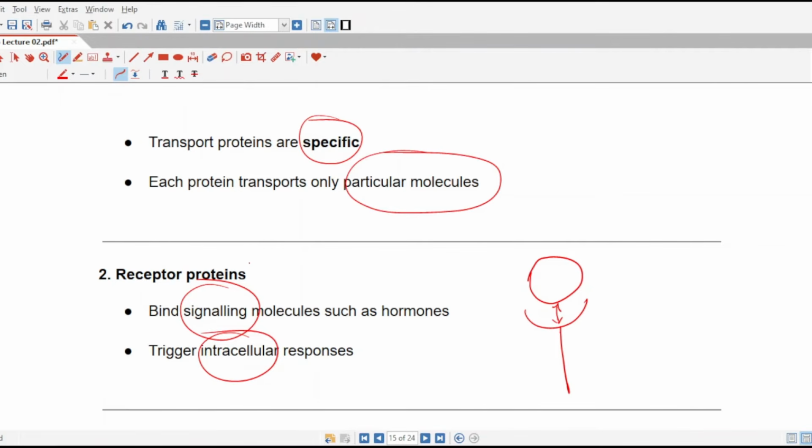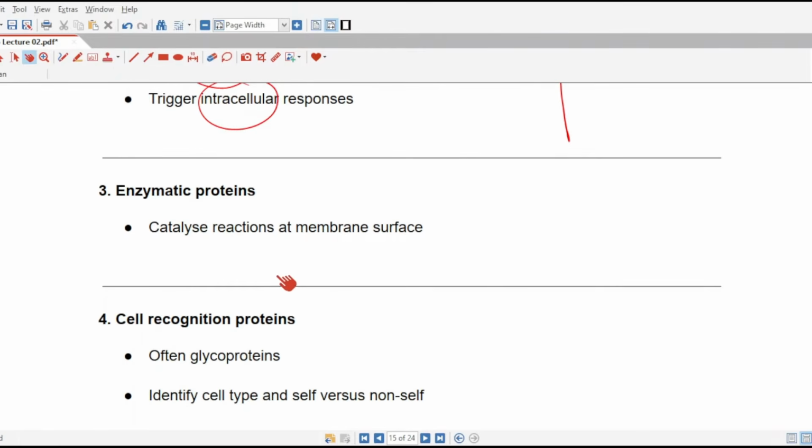That's why receptor proteins are responsible for gene activation. What about enzymatic proteins? The proteins that perform the function of enzymes are called enzymatic proteins because they catalyze the reactions at membrane surface. All right. What are the cell recognition proteins?